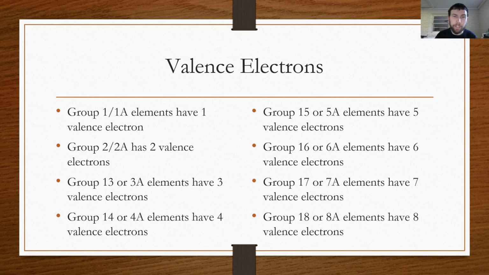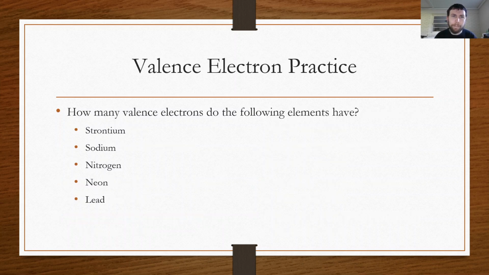All right, so I've given you guys some information. Here's what I want you guys to be able to do. We've talked about how, just based on a group number, we can determine the number of valence electrons that an element has. And so what I want you to do is find each of these elements, strontium, sodium, nitrogen, neon, and lead, and identify how many valence electrons these elements have.